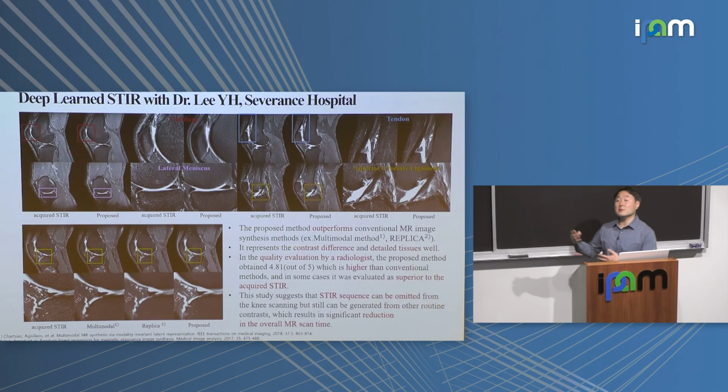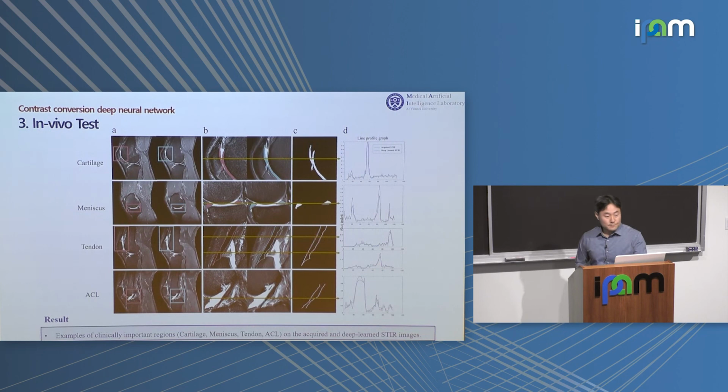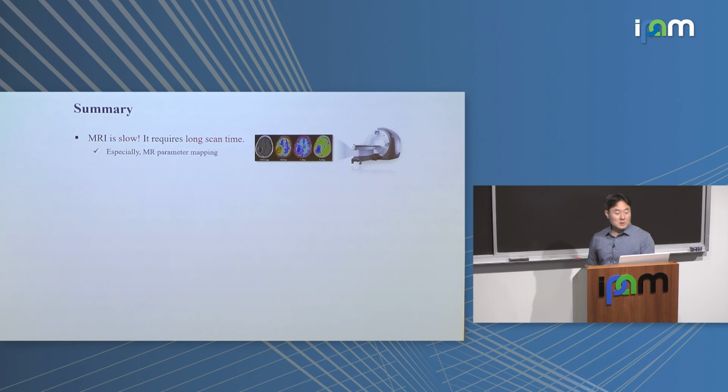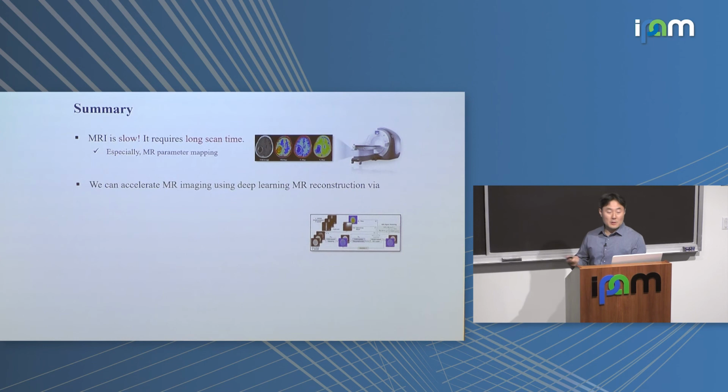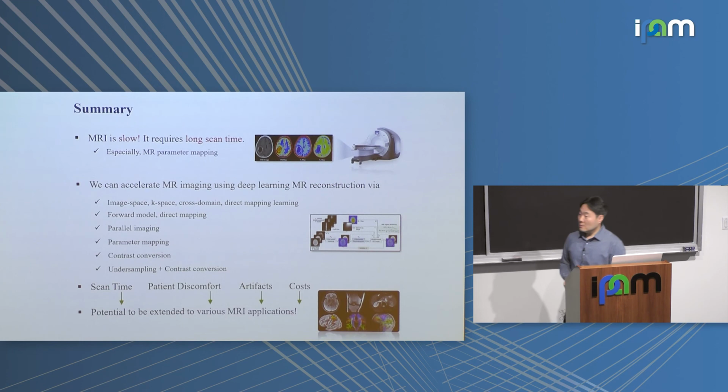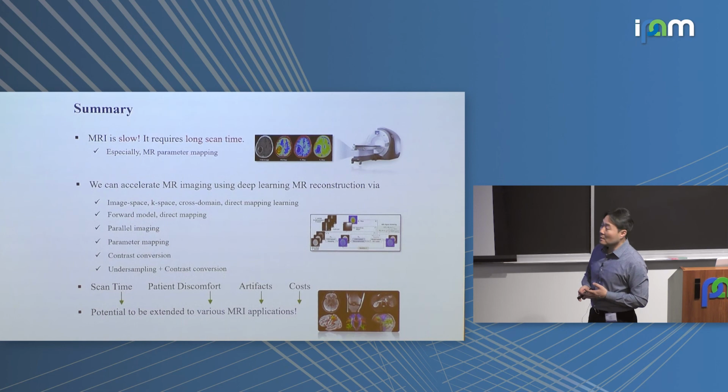All right, I have to conclude. So in summary, MRI is very slow, so it requires long scan time, especially MR parameter mapping. But we can accelerate MR imaging using deep learning based MR reconstruction, through image space learning, or k-space learning, or cross domain, or direct mapping, either using the forward model or without the forward model, and we can apply that to parallel imaging and parameter mapping as well. And also, we can accelerate MR imaging in a slightly different way via contrast conversion.